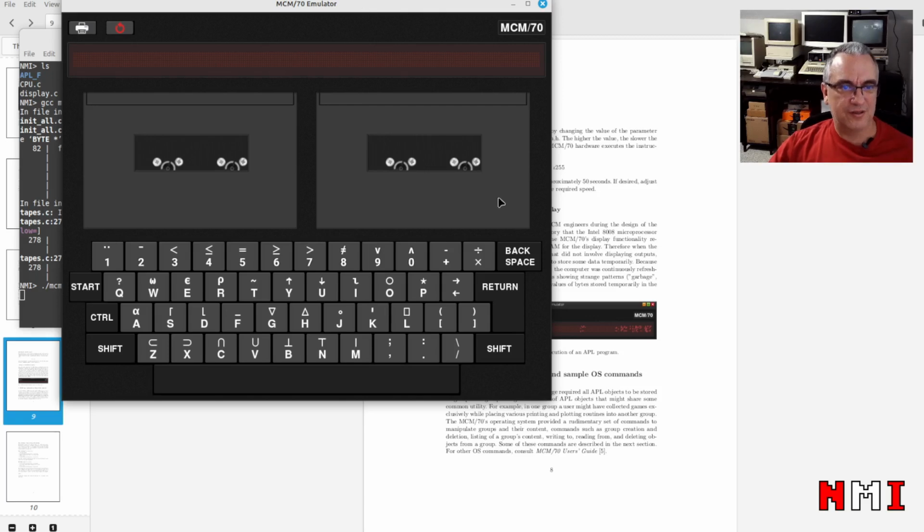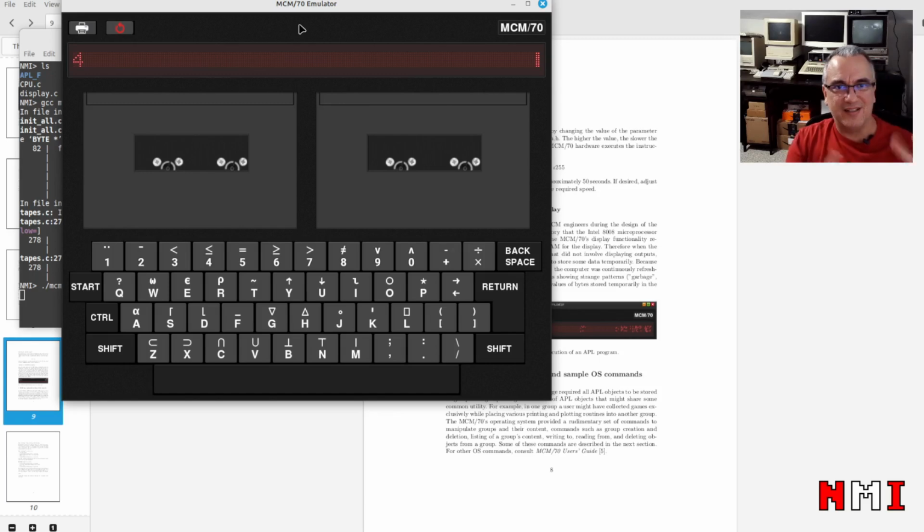Let me just make sure that it's correctly showing on the screen. Yeah, so here we have the emulator running. Let's see if we press start. Yeah, so it's running MCM APL, right? And I can press enter, and I can do the same thing that I did before. I just need to be careful because the keys are different sometimes, and I'm probably going to make some typos.